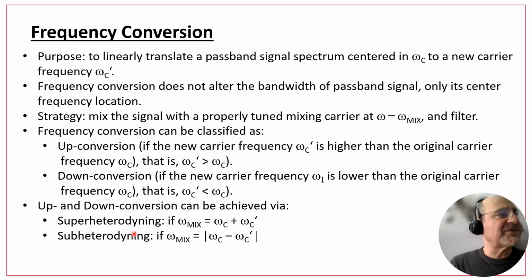One is super heterodyning. That means that the mixer frequency, the frequency of the multiplier local carrier, is the sum of the original carrier frequency and the target carrier frequency. Sub-heterodyning, on the other hand, means that the frequency of the mixer is the magnitude or absolute value of the difference between the original and the target frequency. Here we need to use a magnitude because we can have a positive or negative sign depending on whether we're doing up conversion or down conversion.